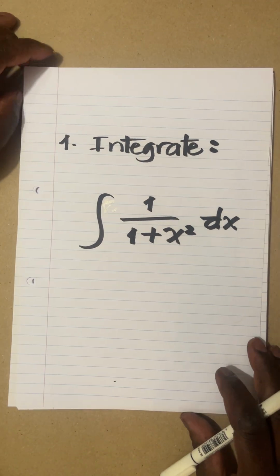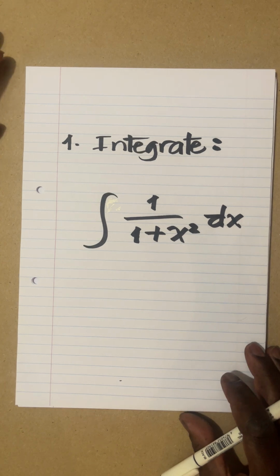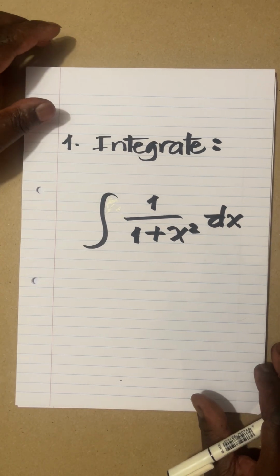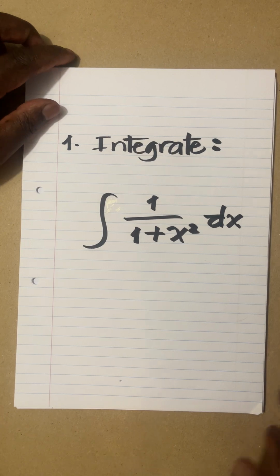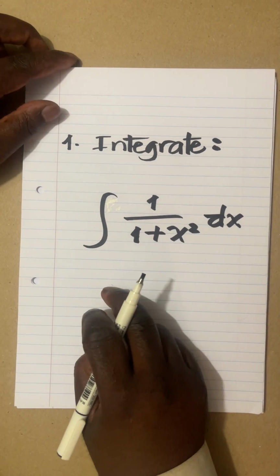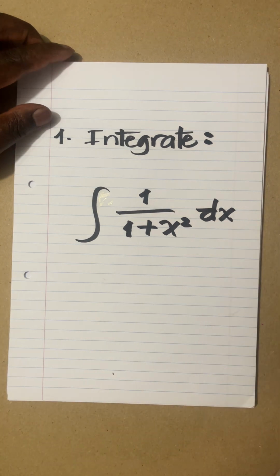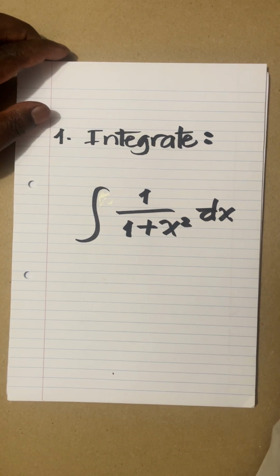Here's our first integral, right there. Integrate 1 over 1 plus x squared dx. How do we integrate this? If you allow me to write it starting from here on this same page, remember I told you, here is a page.